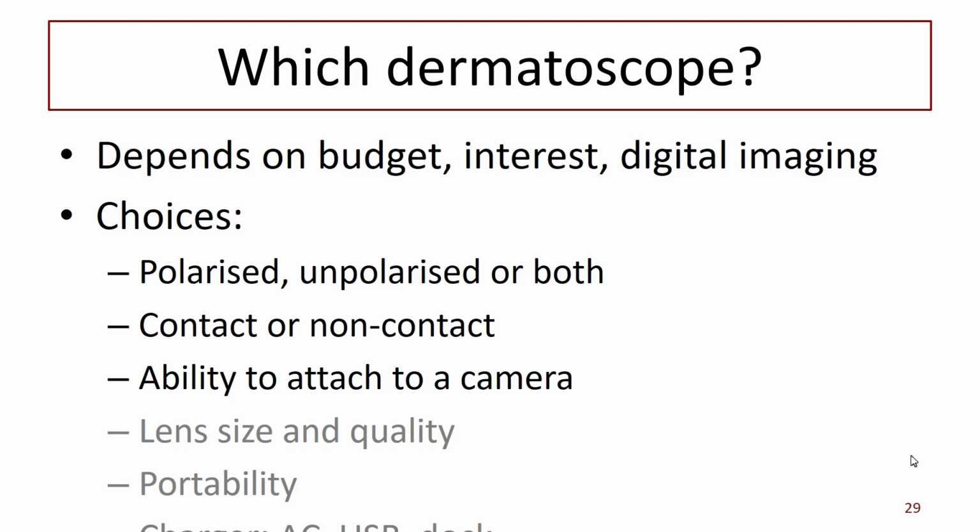So the choices are whether they're polarized or unpolarized, or better still, both. And both generally means more than $26. Contact or non-contact, and the ability to attach to a camera. And I really think those things are very, very important. But the actual size and quality of the lens turns out to be not very important. The portability may be important.